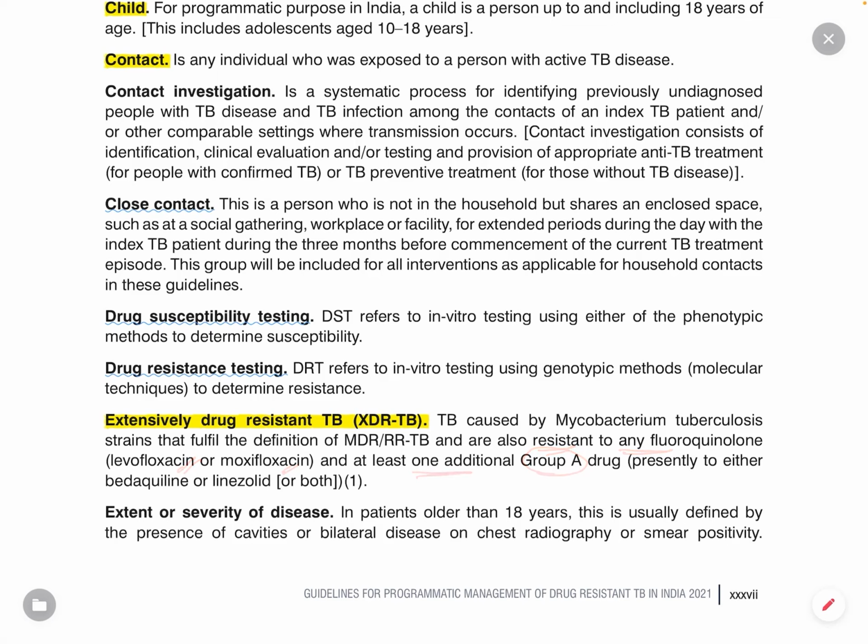So instead of that, we have put at least one additional drug from group A. Currently in group A, we are using bedaquiline or linezolid. So either resistant to bedaquiline, linezolid, or both. That is the definition of XDR-TB.